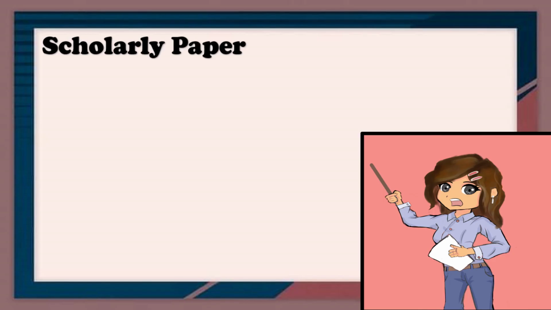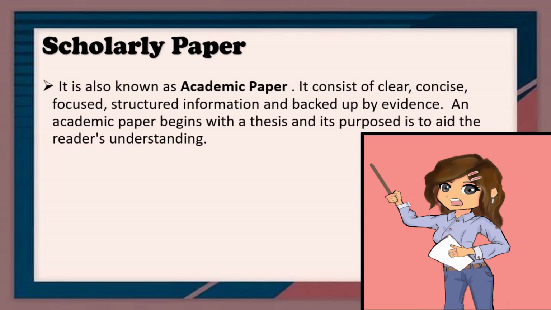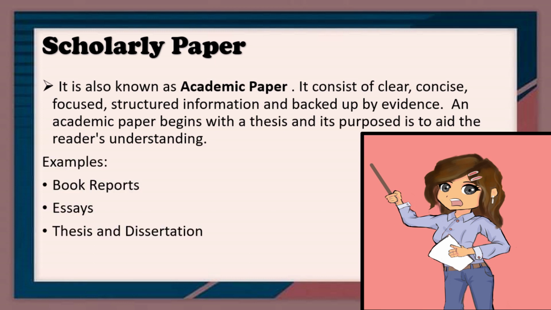A scholarly paper is also known as an academic paper. It consists of clear, concise, focused, structured information and is backed up by evidence. An academic paper begins with a thesis and its purpose is to aid the reader's understanding. Some examples of academic paper are essay, book report, thesis, and dissertation.